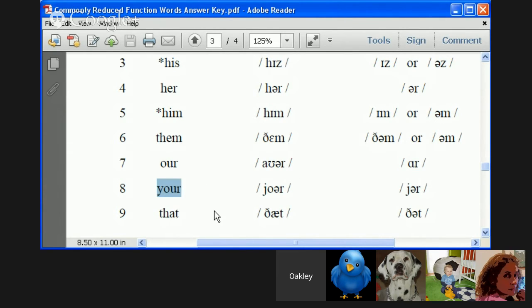All right. Cornell. Your. Okay. Again, really two separate vowel sounds. We want to reduce that to one. Sounds like your. Very good.